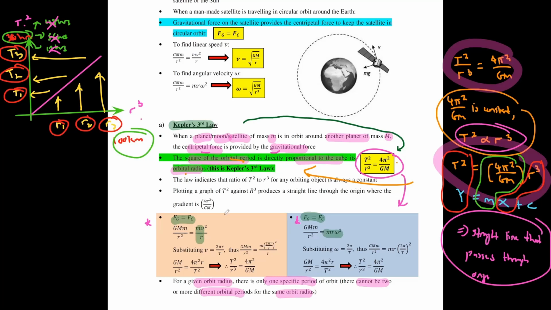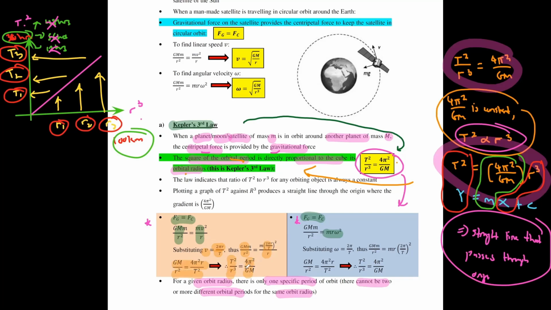On the left hand side, if you use Fg equals Fc, GMm over r squared equals mv squared over r, what you need to do is get rid of v to get the period. So v is 2 pi r over T. This one you learn from circular motion. You substitute that in, and eventually you will get T squared over r cubed equals 4 pi squared over GM.